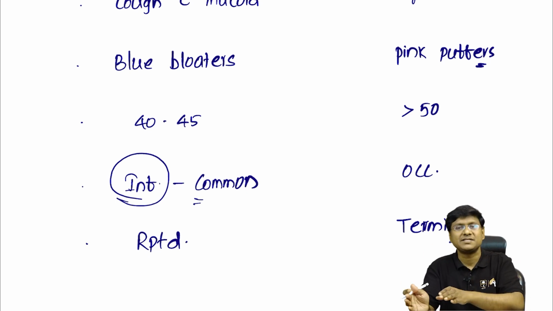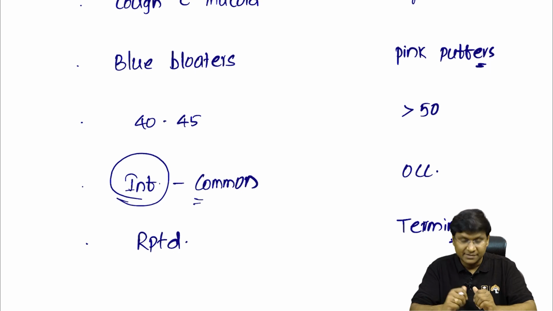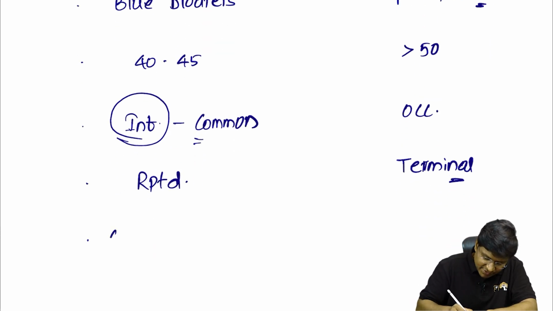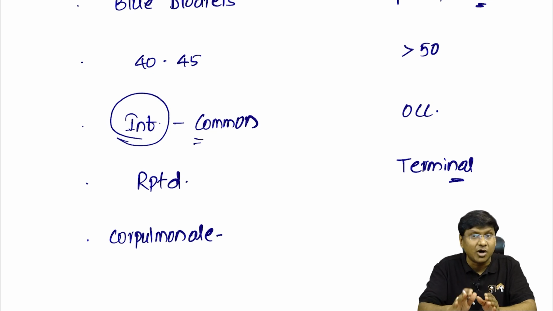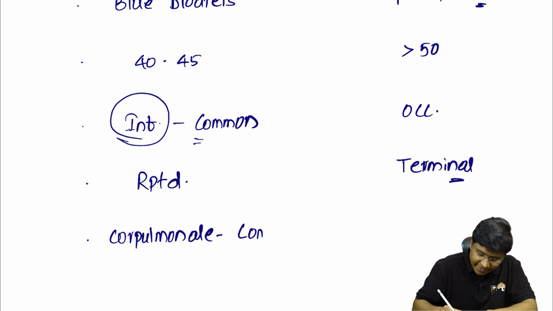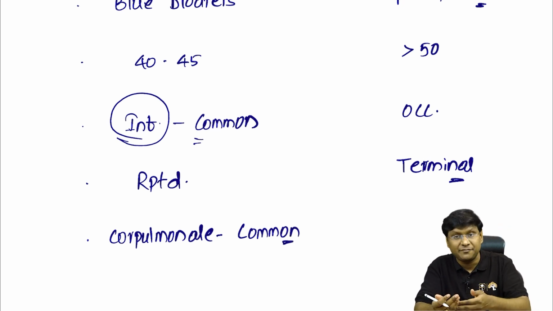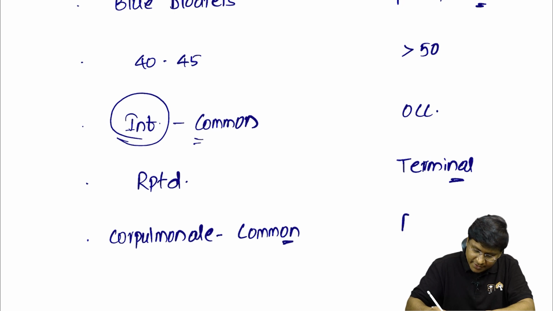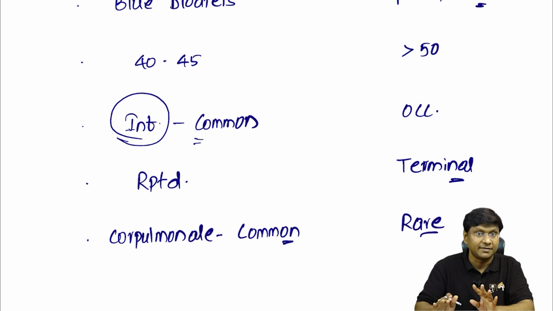Right, only in the terminal stages do you have the presence of respiratory insufficiency in case of emphysema. And next important is the presence of cor pulmonale. If you observe, cor pulmonale is present very commonly in chronic bronchitis, right? Whereas in case of emphysema, the presence of cor pulmonale is rare, right?